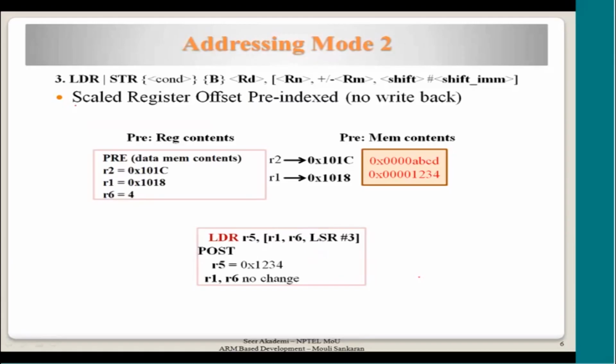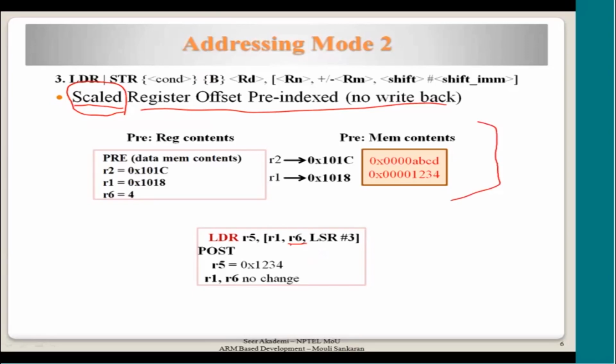Here, if you notice, one new word has come: a scaled register offset pre-index and no write back. So the whole thing is the same except that it is scaled. What does it mean? Let us directly jump. I will not explain about this anymore. You are very clear.